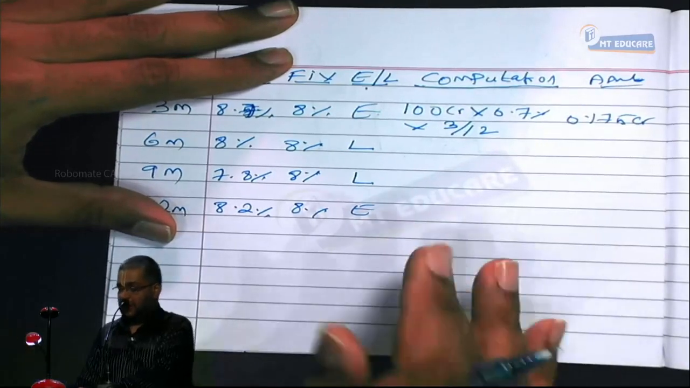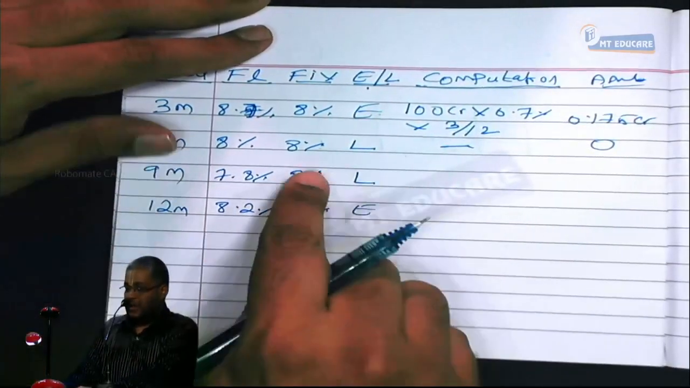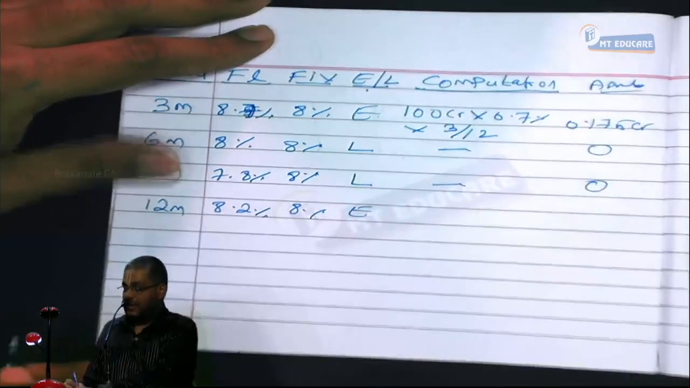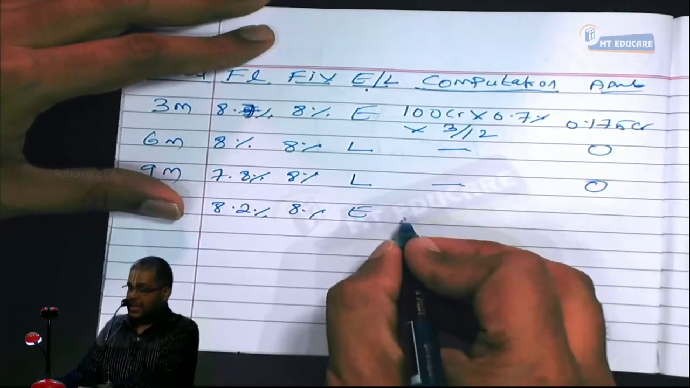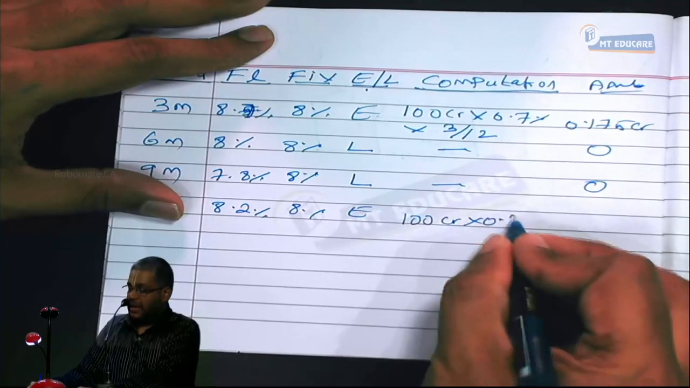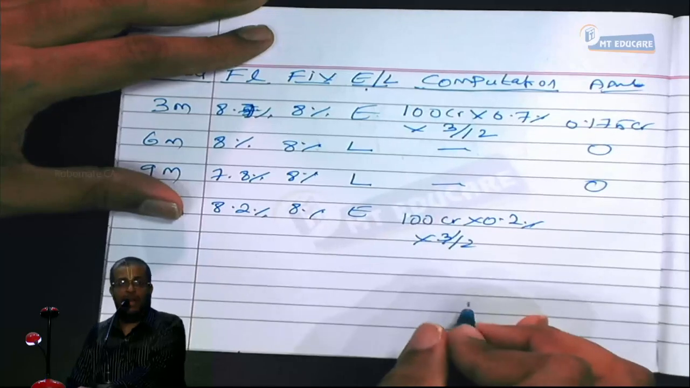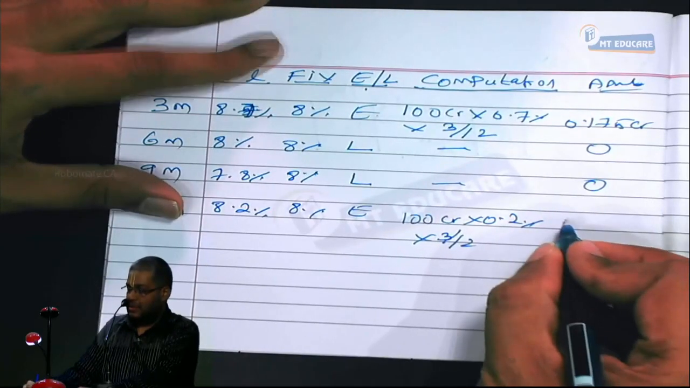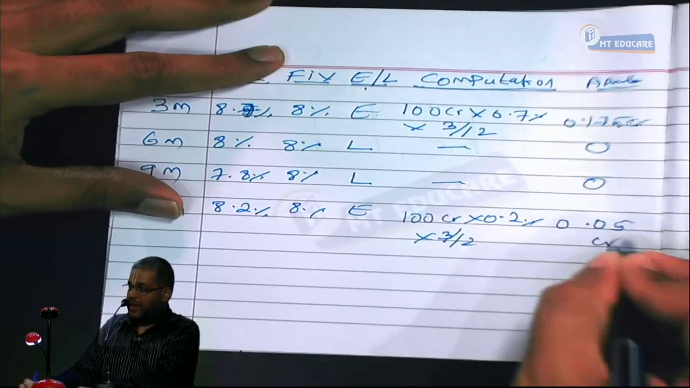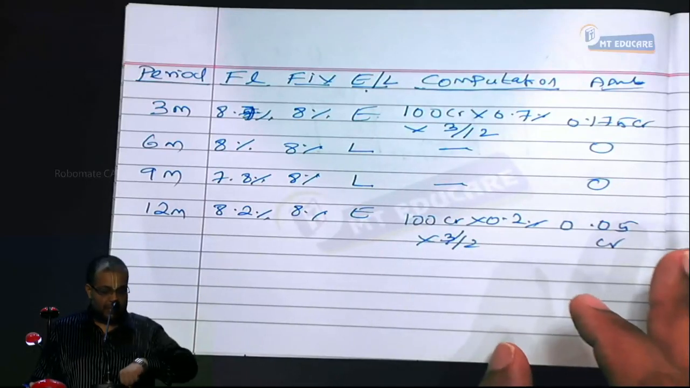0.175 crores. This is 0.175 crores. Lapsed now, what is the cash flow? 0. I need not pay or receive. Lapsed means cash flow is 0. Now, in this case, notional principal is 100 crores. How much does the maker gain? 0.2% into 3 by 12. Tell me what is the swap option cash flow here? 0.05 crores. 0.05 crores.